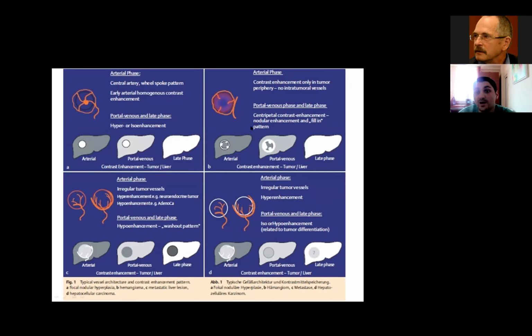In this situation, we have a hemangioma with a nodular centripetal filling. In this situation, we have a liver metastasis, and here we have hepatocellular carcinoma. The last 2 will present washout, which is a criterion for malignancy in CEUS evaluation.